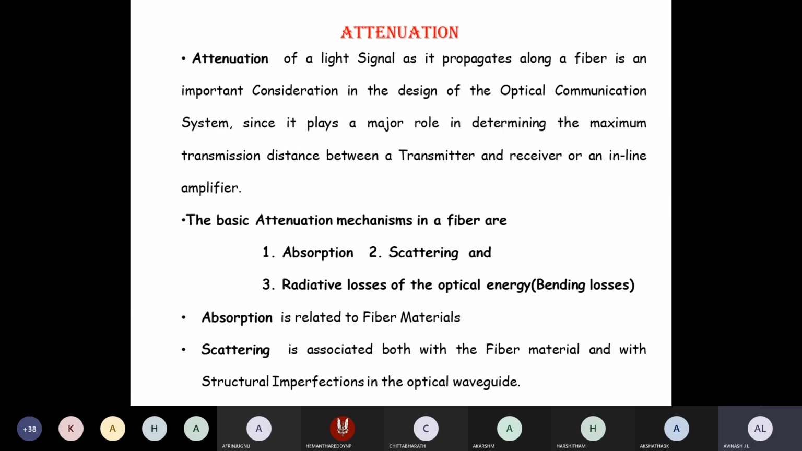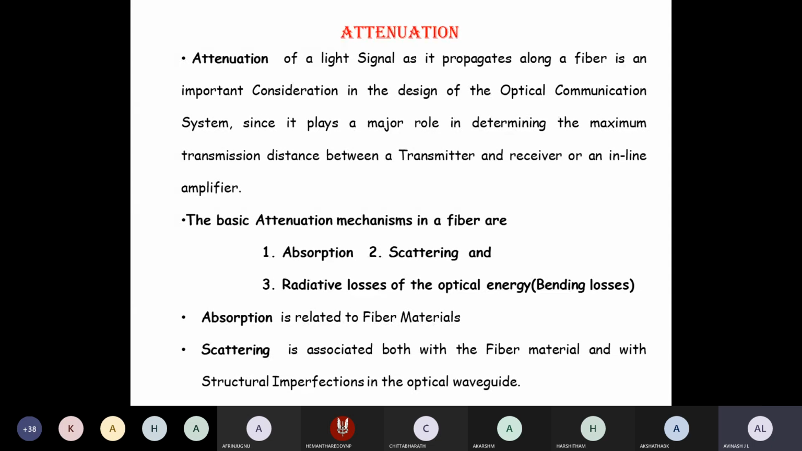One must consider the attenuation parameter. Why? Because it's a property of the fiber. It's a material property. It's a manufacturing property. It doesn't come from outside. It comes from inside only. That is why one must consider this particular attenuation parameter.